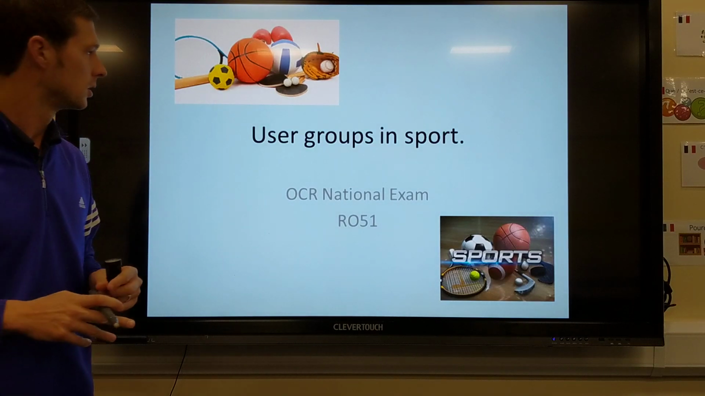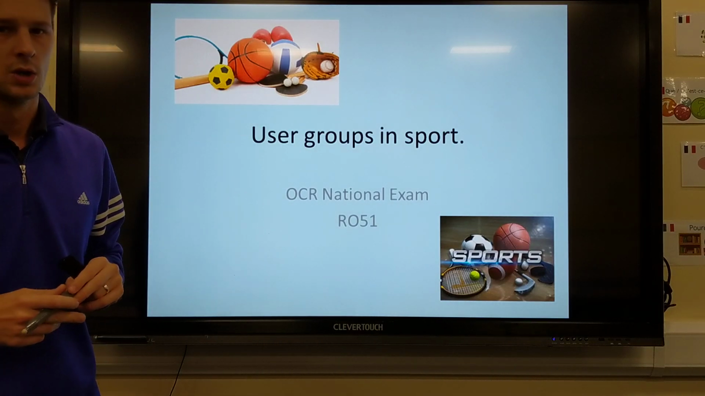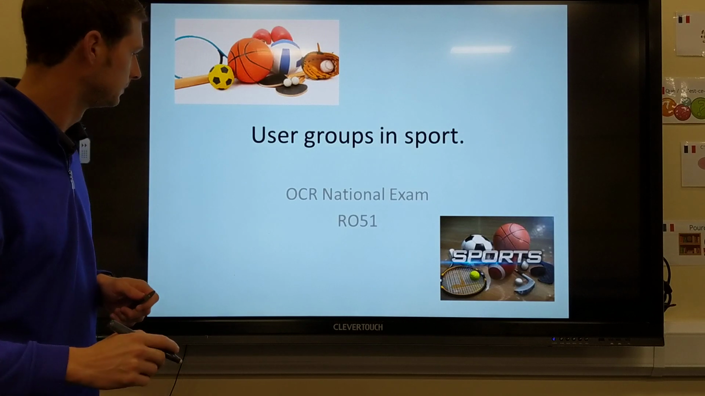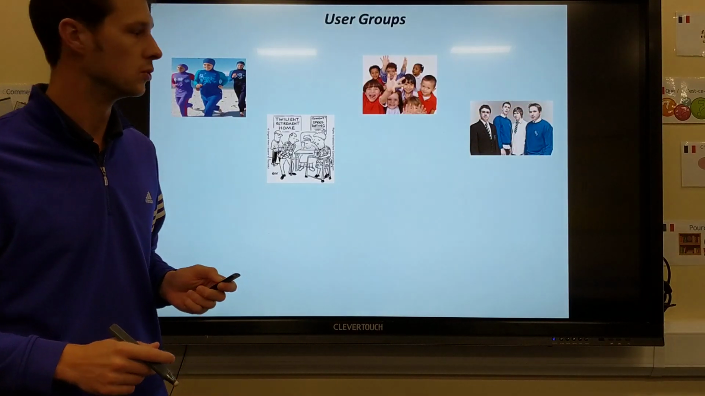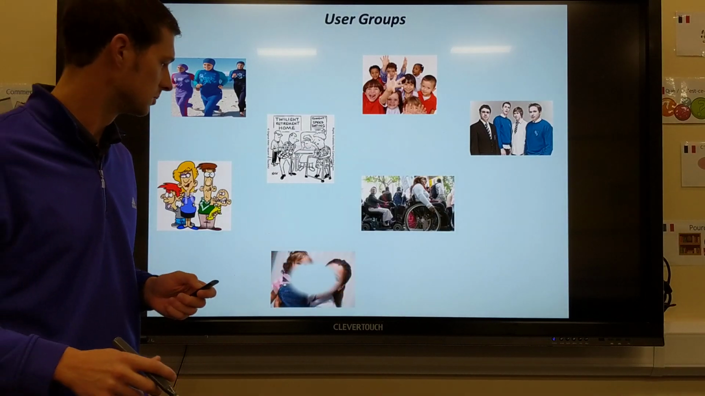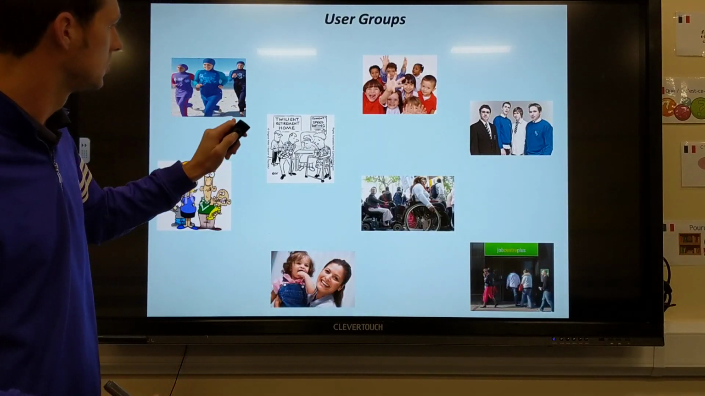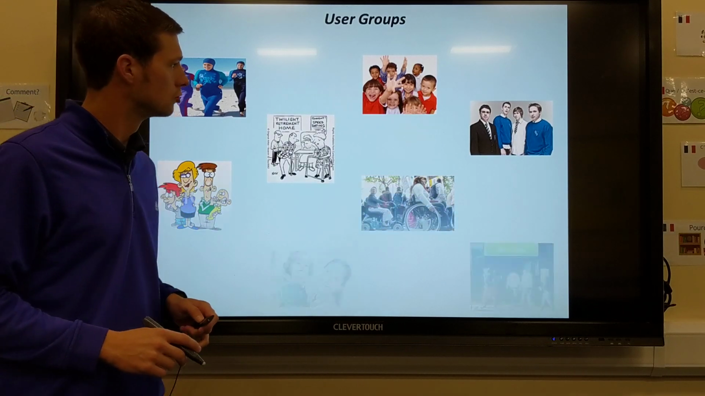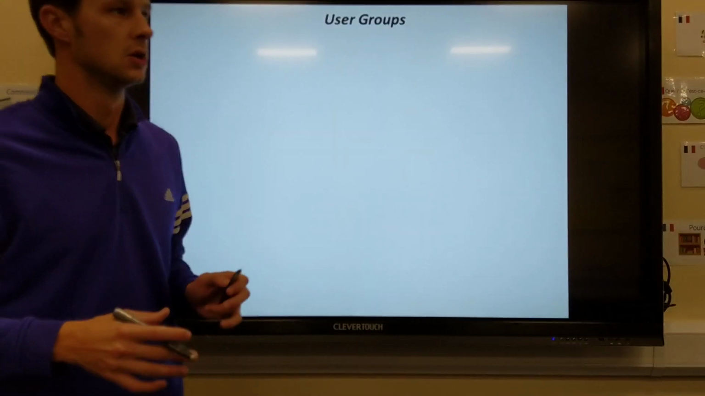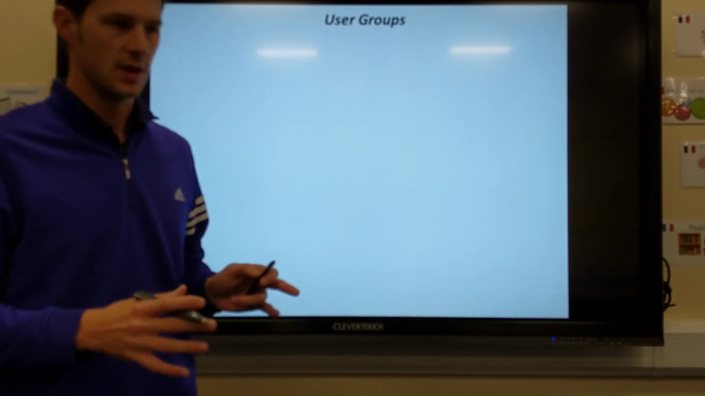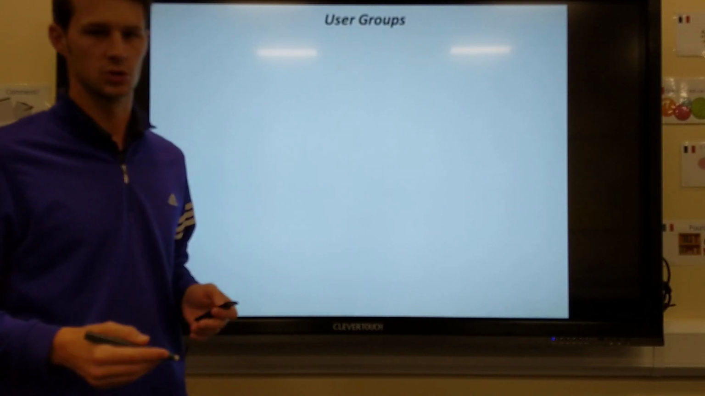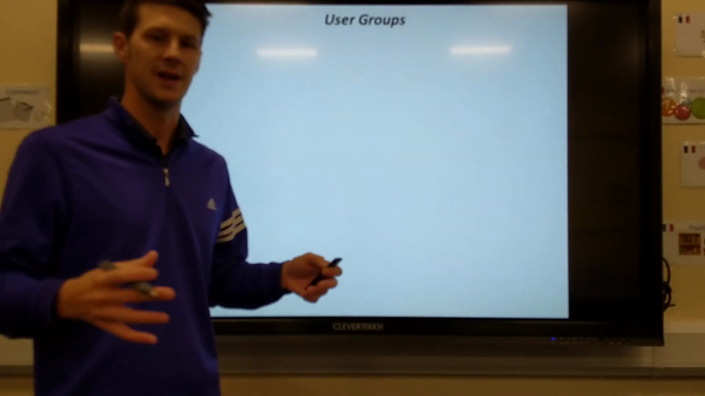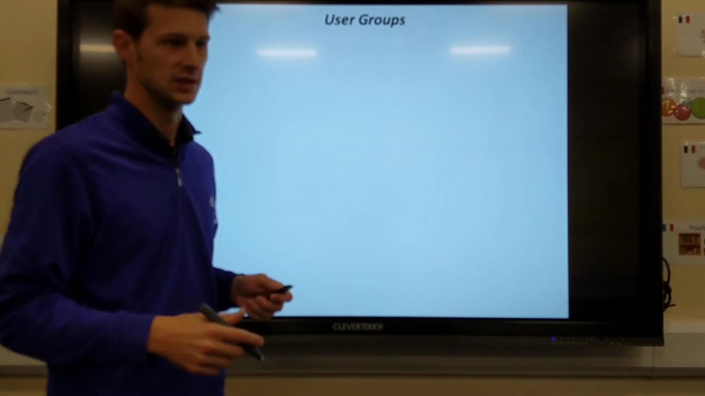Okay, in this video we're going to look at user groups in sport. This is part of learning objective 1, and looks at barriers to why people don't participate in sport. What I've got here is a couple of images. User groups are identified as groups of people in different categories that will be targeted by a leisure centre or sports complex to try and get them to do physical activity, be it sport or exercise.